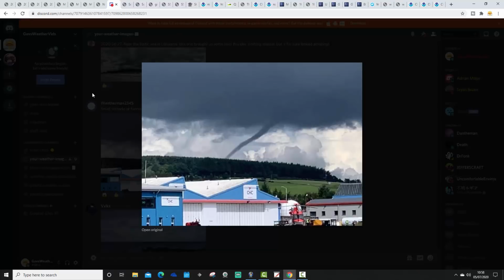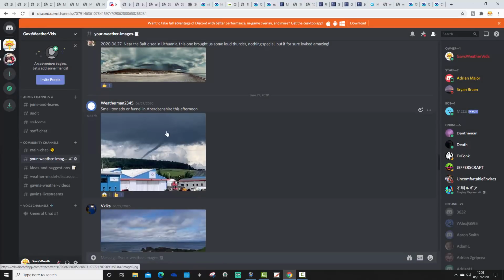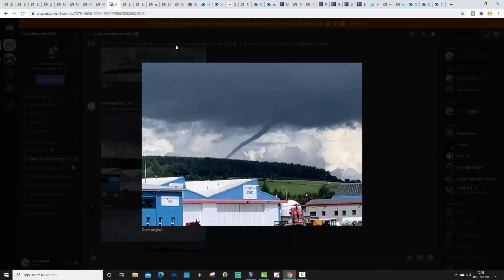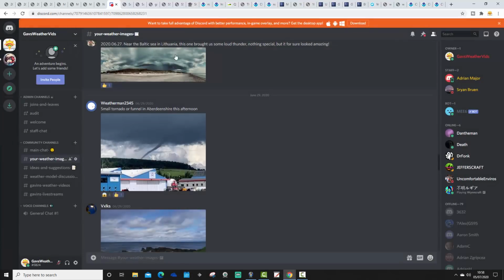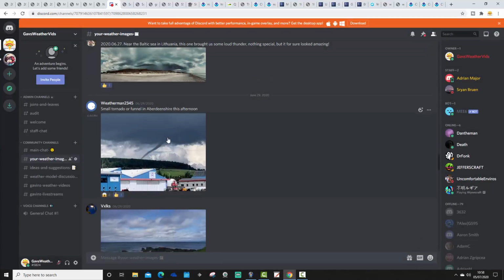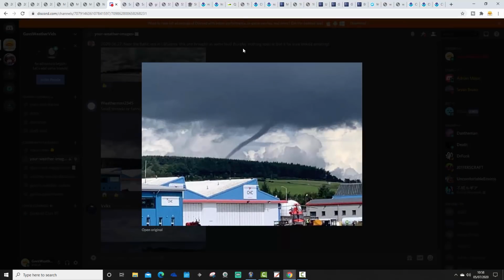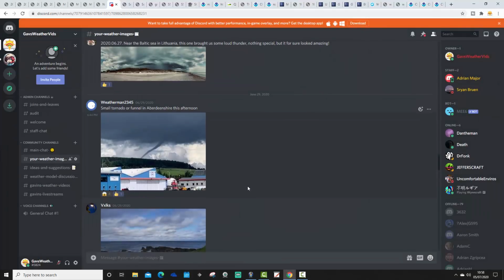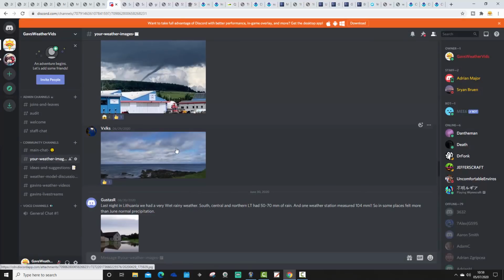This one's sent through by Weatherman2345, showing a little bit of a funnel cloud there. Small tornado or funnel cloud in Aberdeenshire on the afternoon of the 29th of June. We've been having some very, very big showers around over the past few days.